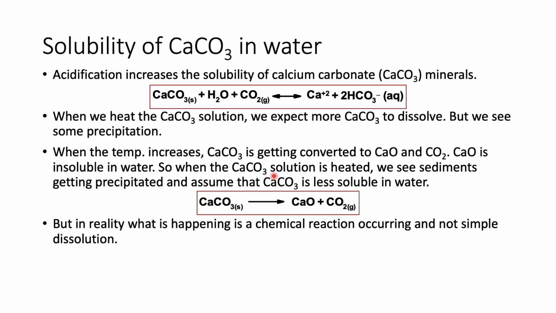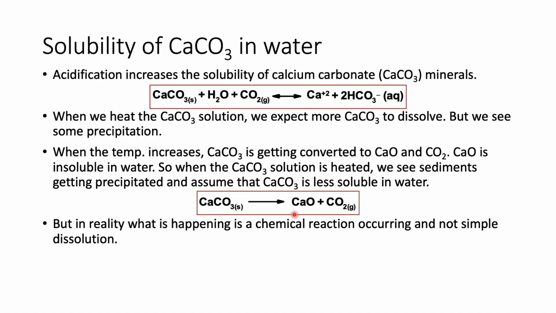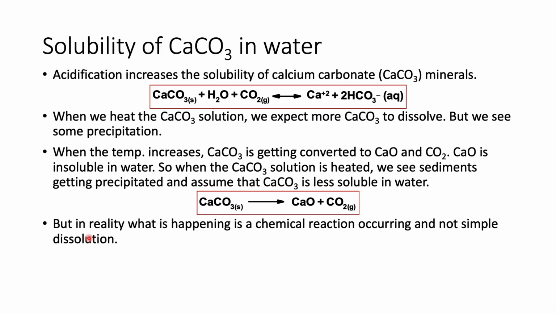So when the calcium carbonate solution is heated, we see sediments getting precipitated, and we assume that calcium carbonate is less soluble in water. But in fact, there is a chemical reaction taking place and not a simple dissolution. We also saw the hydrolysis and dissolution earlier. So in reality, what is happening is a chemical reaction and not a simple dissolution or a physical process. That's the reason calcium carbonate gives calcium oxide and carbon dioxide.